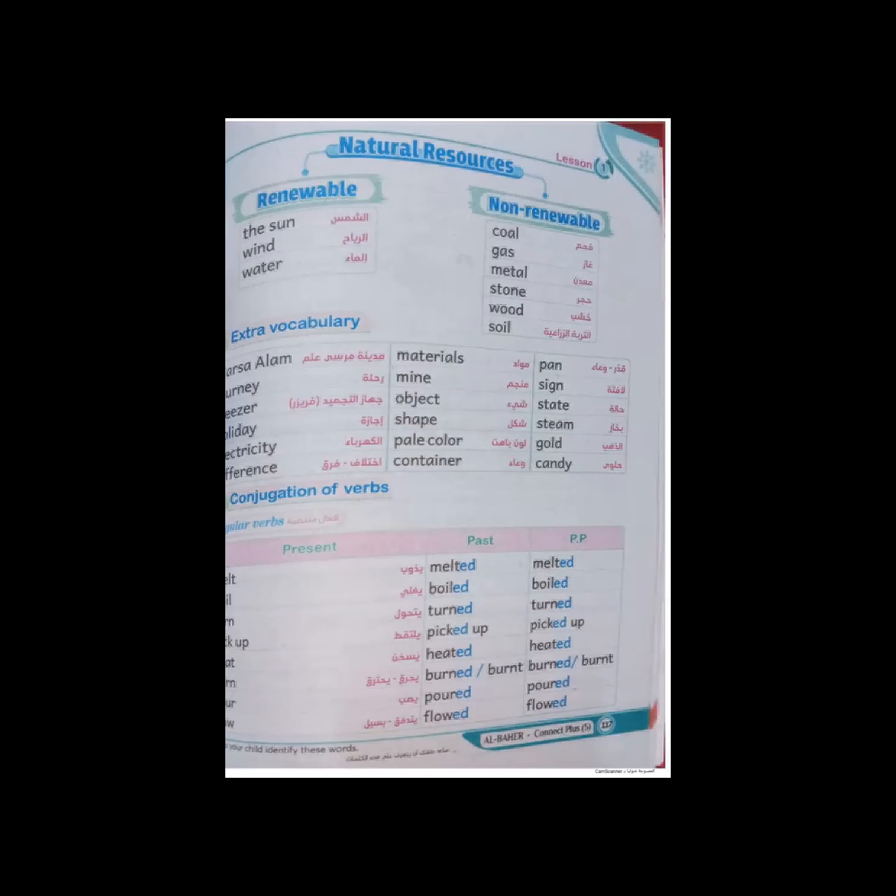Good. Great. So we have some extra vocabulary. Salsabil, read. Mersa Alam, journey, freezer, holiday, electricity, difference, materials, mine, object, shape, pale color, container, can, sign, state, steam, gold, and candy. Pale color. We have dark color and pale color. Dark is black or dark blue, pale blue or light blue.